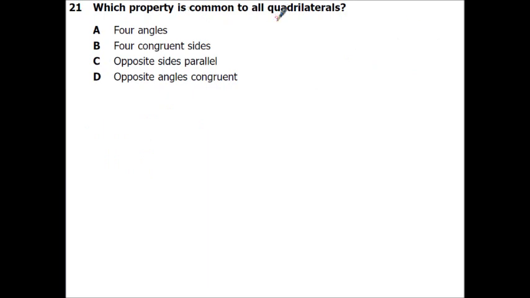Which property is common to all quadrilaterals? So a quadrilateral, all have 4 angles. They do all have 4 angles. 4 congruent sides. Only a square and a rhombus have this. Opposite sides are parallel. Not necessarily, because a kite does not have this. So not a kite. And then, or a trapezoid. And then opposite angles are congruent, also not true for a kite.